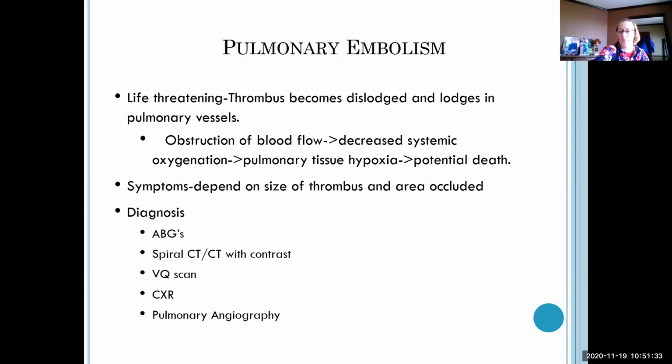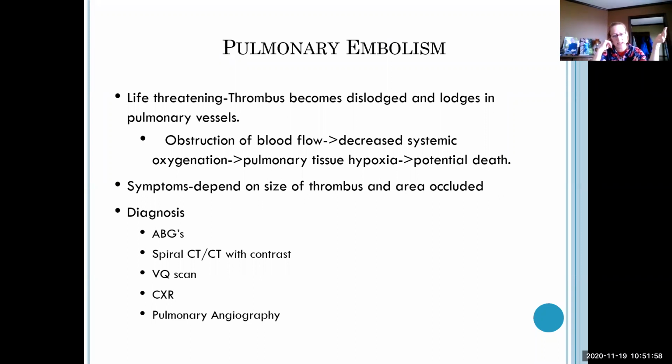Diagnosing a PE, ABGs are usually going to be in respiratory acidosis, but also our main definitive tool is our spiral CT or our CT with contrast. But we know those contraindications, those things that we shouldn't have a CT with contrast for, like our renal patients, if they have an allergy, those type of things.